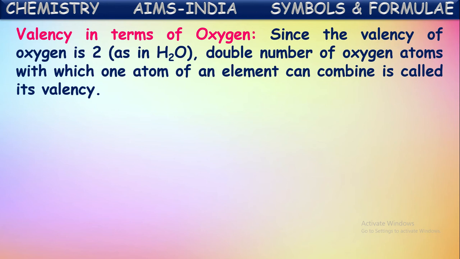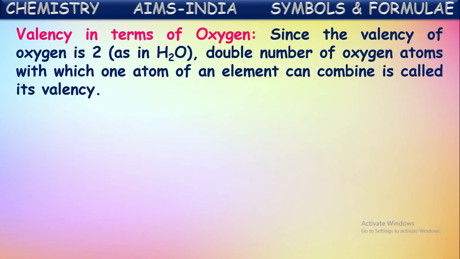Valency in terms of oxygen. The valency of oxygen is 2, because in the water molecule formation, one oxygen atom is combined with two hydrogen atoms. Just now we have seen the valency definition in terms of hydrogen: the number of hydrogen atoms that are combining with one atom of an element is considered as its valency. Now here two hydrogen atoms are combining with one atom of oxygen. So the valency of oxygen can be taken as 2.